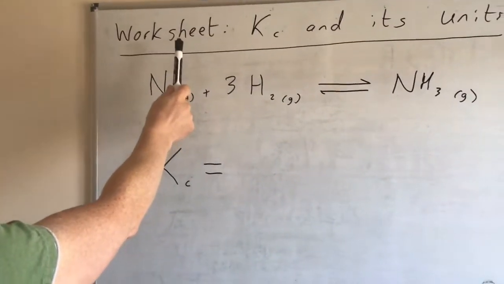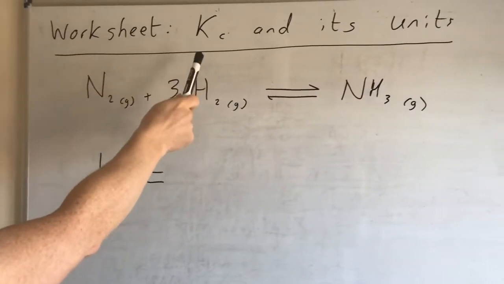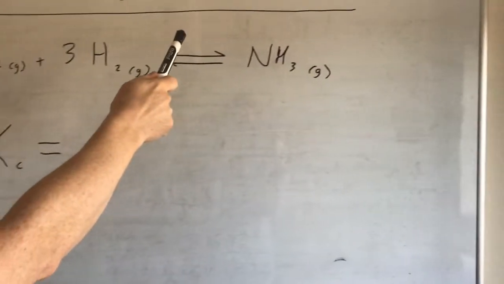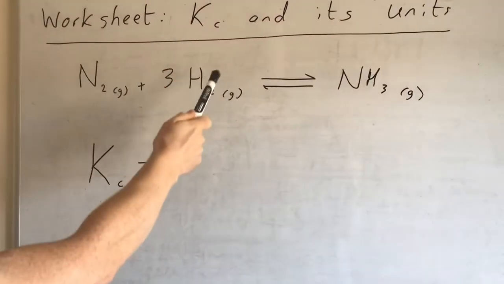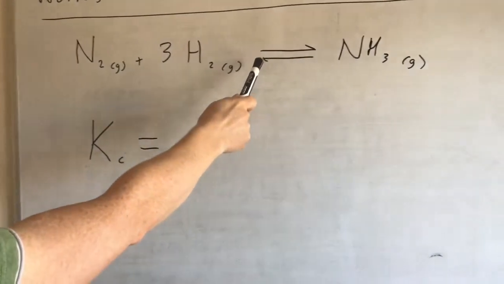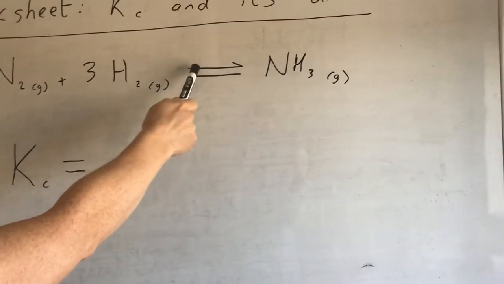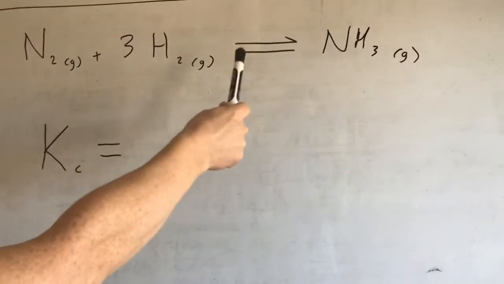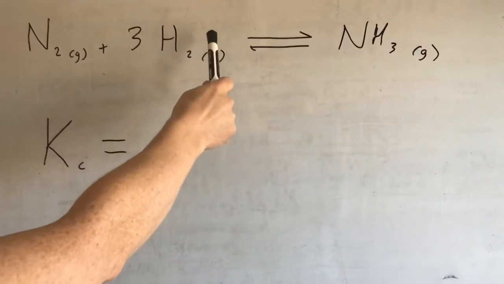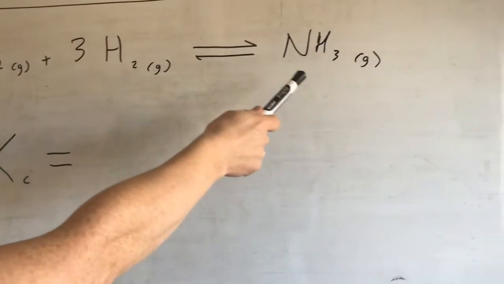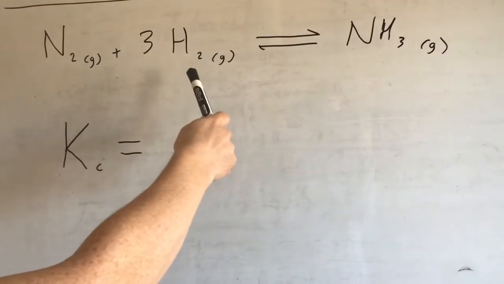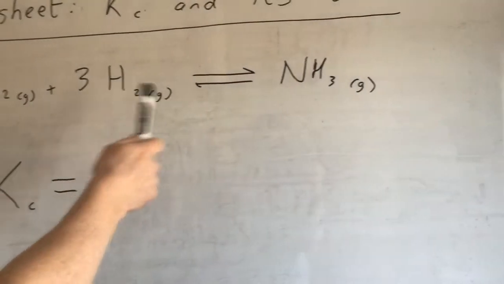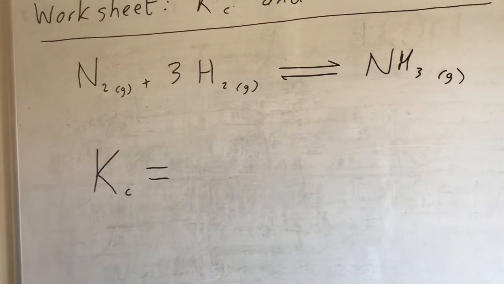Okay, so today we're looking at the expression for Kc and the fact that this expression has units. Now Kc is to do with reactions that are equilibria. So they're reversible reactions that have been allowed in a closed system to reach a point where the rate of the forward reaction equals the rate of the reverse reaction, so that the amount of each chemical becomes constant. It doesn't change anymore.